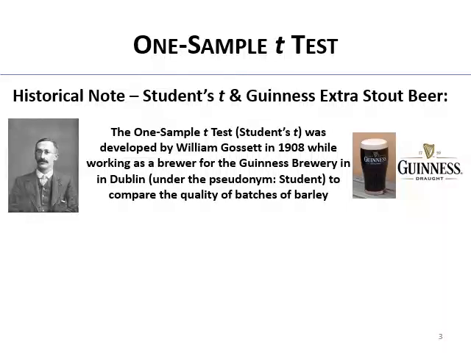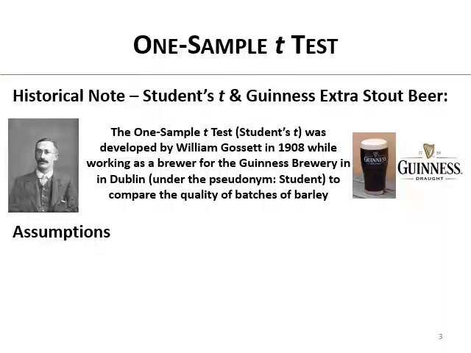He was working as a brewer for Guinness in Dublin, and he wanted to compare the quality of batches of barley to some expected average. He invented this test, just for fun, because there wasn't TV back then, or YouTube, I guess. So he had to publish it under a pseudonym, Student, because when you work for a company, they own everything you make, right? So that's why it's called Student's t. Fun fact of the day.